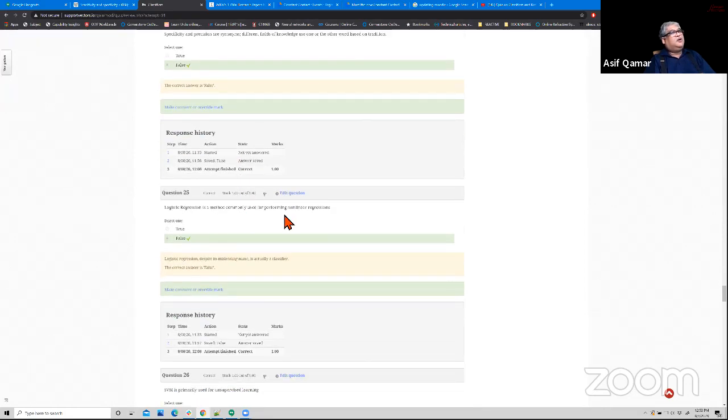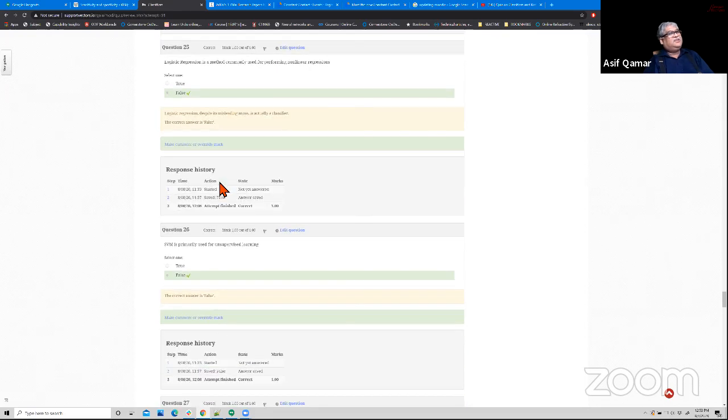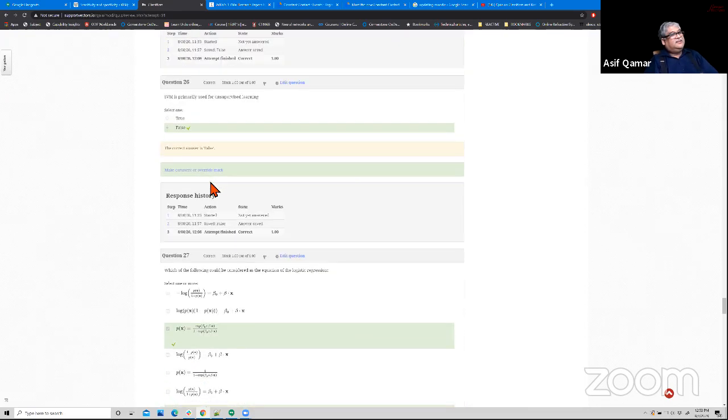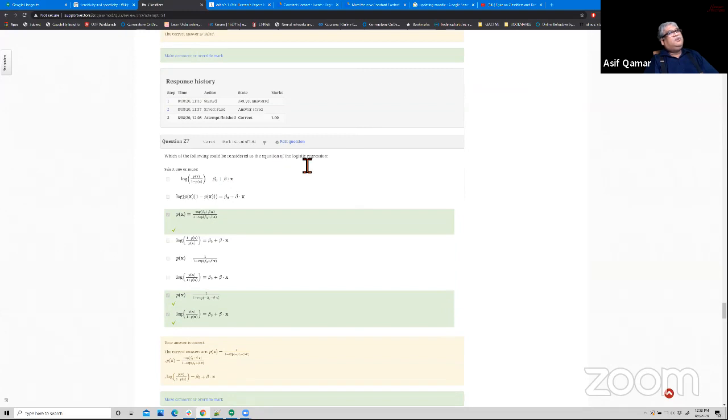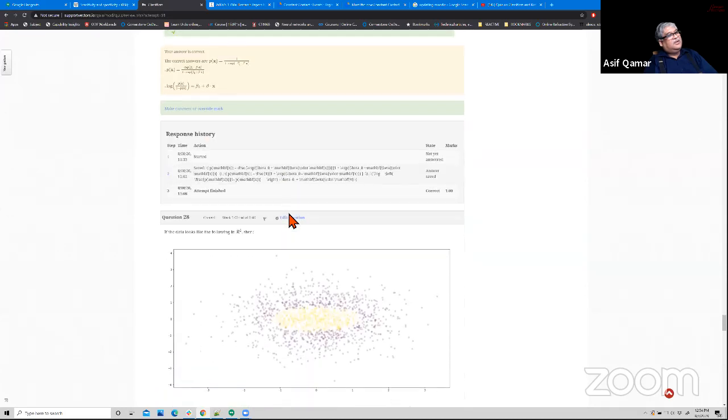Logistic regression is a method commonly used to perform nonlinear regressions now. The word regression often trips people. It's a classifier, of course. We know that. And then moving onwards, which of the following could be considered an equation for logistic regression? Here, I think most of you got this right. I taught you these two forms, and if you just multiply the numerator and the denominator with e to the this exponential, you'll realize that this is the same as this. So it was nice, Shankar, you got this right.